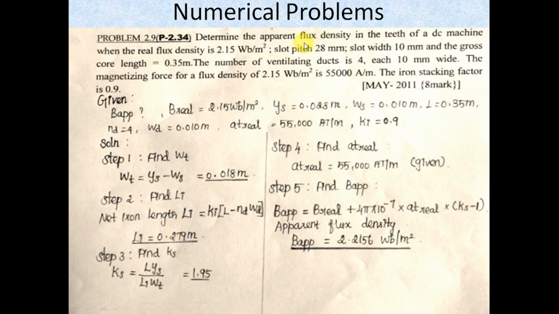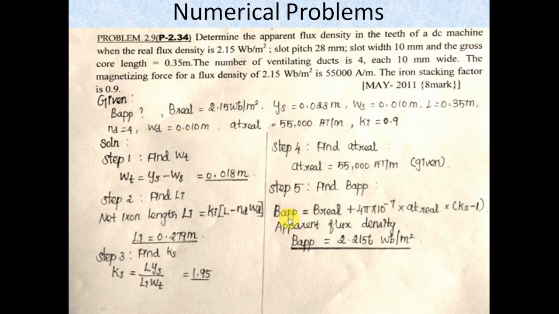In this problem you are asked to find the apparent flux density. Real flux density is given. Slot pitch, that is the value of OS, is given. Slot width WS is given, and gross core length, it's very clearly represented as gross core length. It's not gross iron length. So this gross core length is actually capital L. If it was gross iron length, then it would have been L minus NdWd. Number of ventilating ducts, Nd, is given, Wd is also given. Even the value of ampere turns real is also given. So all those things which are given are written here.